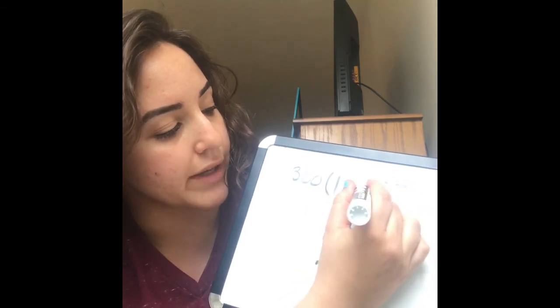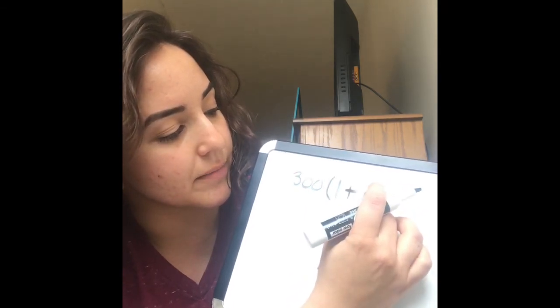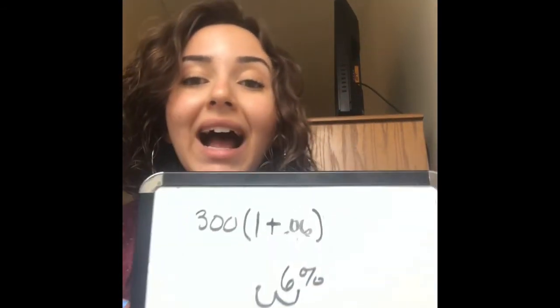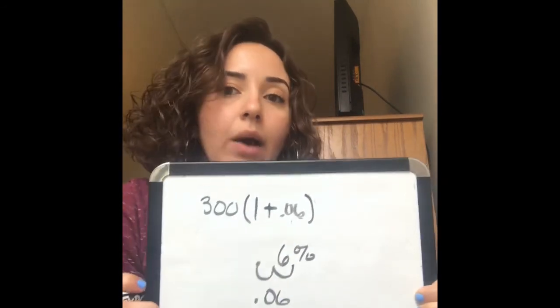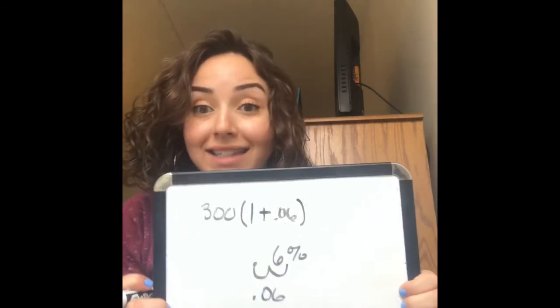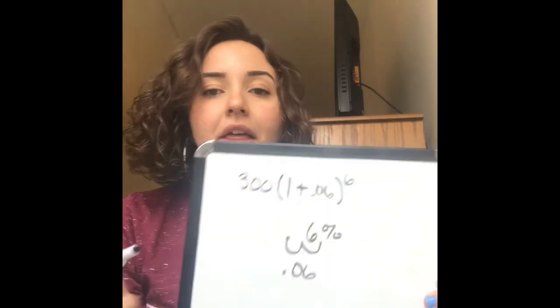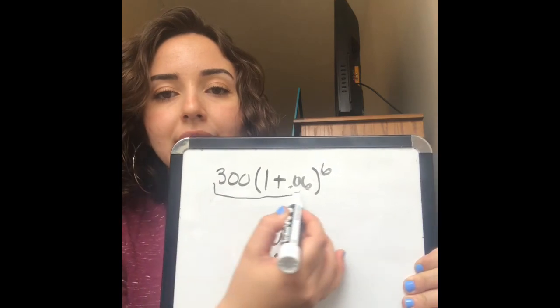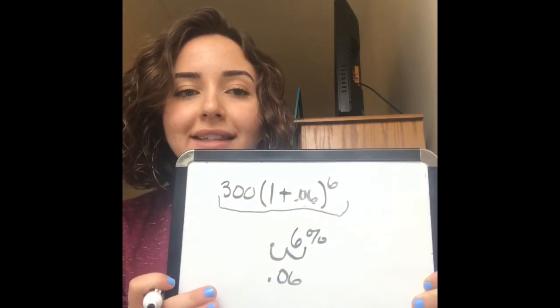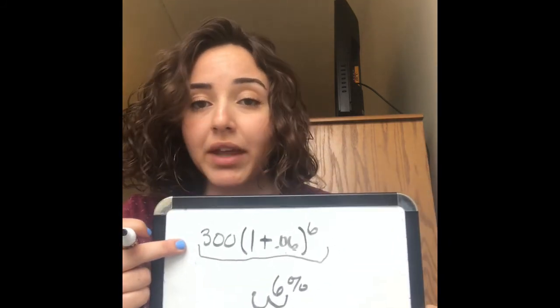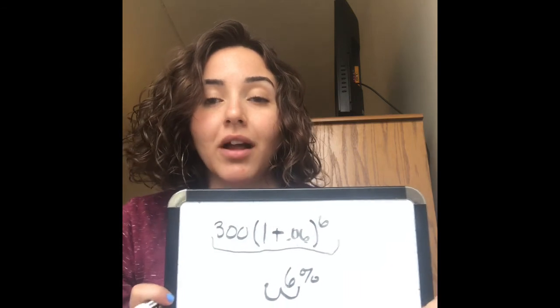So let's do it, 0.06. Now, we want to figure out our x, our power, or our time. Okay? It says, how many years am I investing it for? 6. So I'm going to raise this all to the power of 6. This is your part A because this is the equation that represents the situation. Now for part B, all you got to do is type this into a calculator and it'll give you your answer. A little hint, it should be maybe just a little bit more than 300 for your answer.